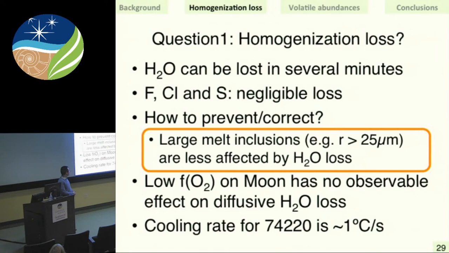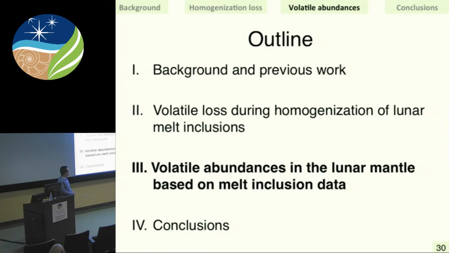And also, by comparing our results to previous studies using terrestrial melt inclusions, we see that the low oxygen fugacity on the Moon has no observable effect on diffusive water loss, at least under the time scale of our experiments. Also, we conclude that the cooling rate for 74220 is on the order of 1 centigrade per second.